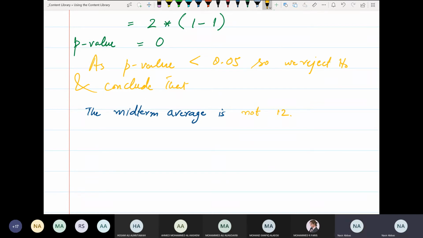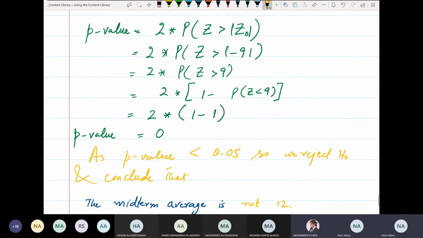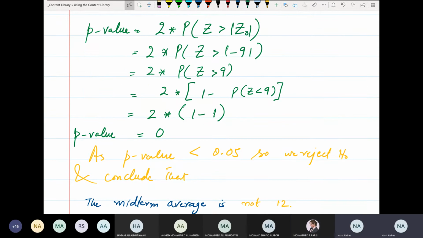Muhammad Faris: Yes, Doctor. Why did you say the p-value is almost 0, not equal? Because the probability of z less than 9 is almost 1, not exactly 1. Oh, okay.